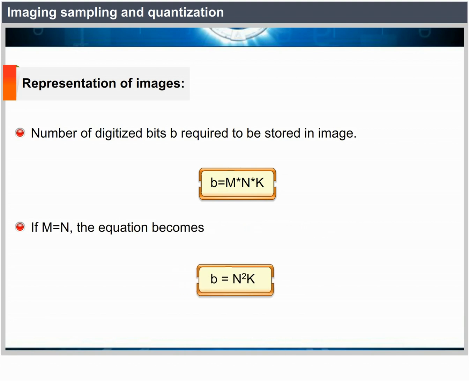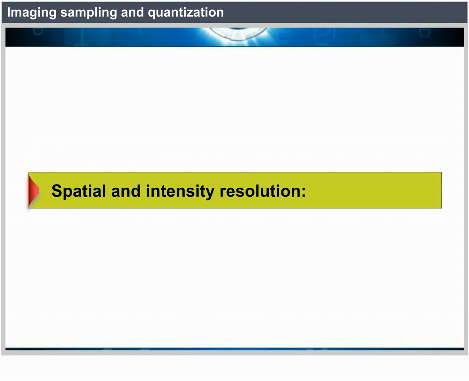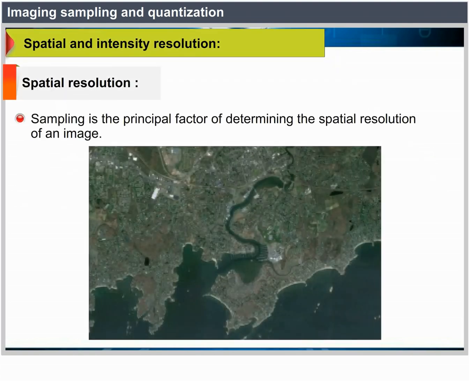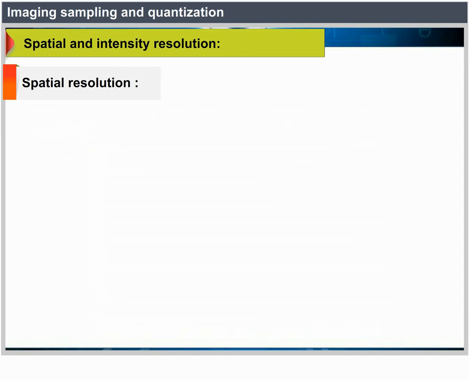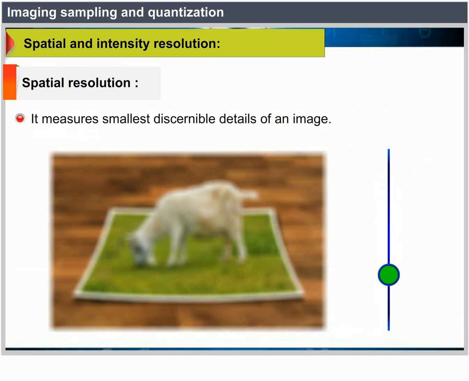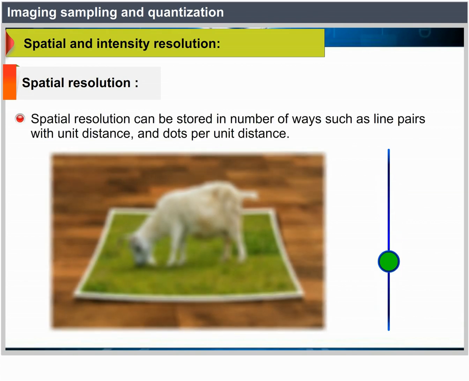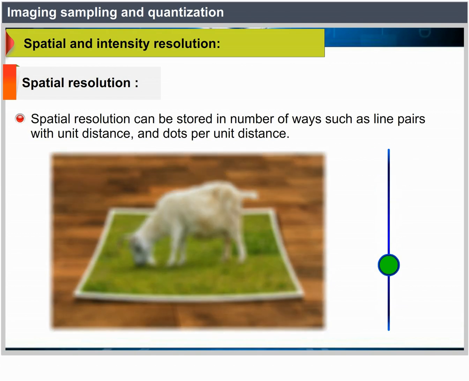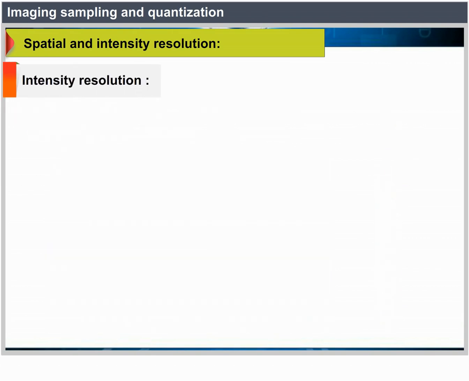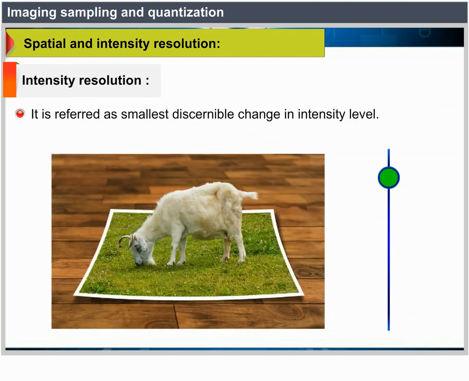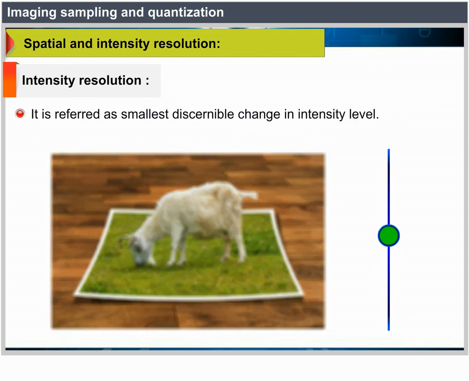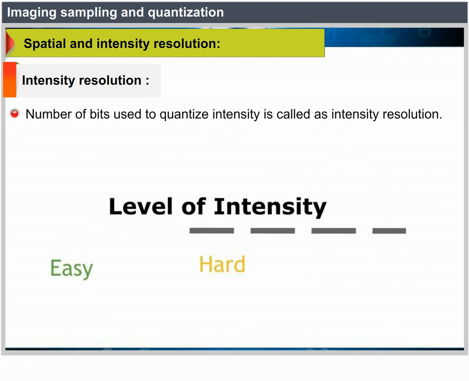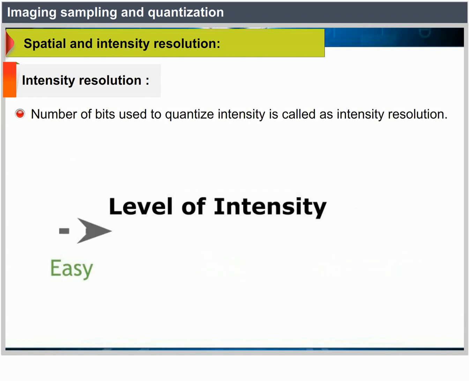Spatial and intensity resolution. Spatial resolution: sampling is the principal factor determining the spatial resolution of an image. It measures the smallest discernible detail in an image. Spatial resolution can be stated in a number of ways, such as line pairs per unit distance and dots per unit distance. Intensity resolution: it is the smallest discernible change in intensity level. Intensity levels are usually an integer power of 2. The number of bits used to quantize intensity is called intensity resolution.